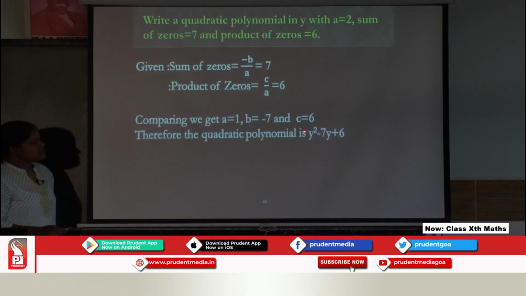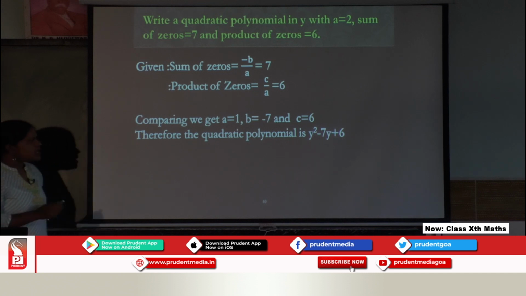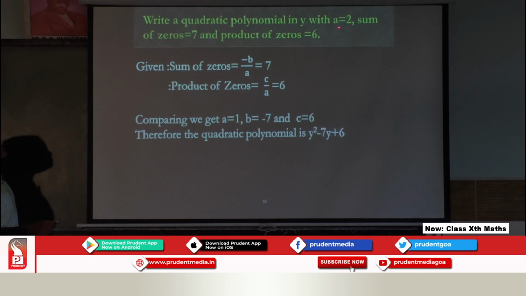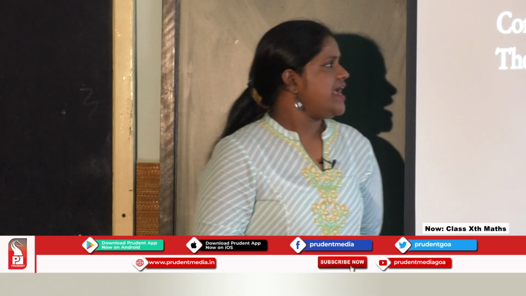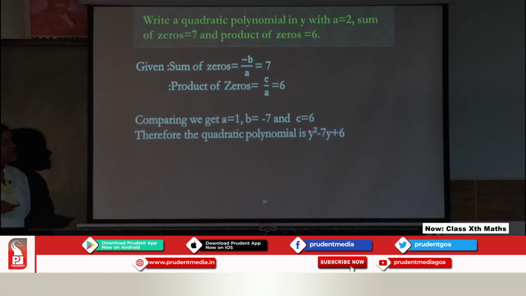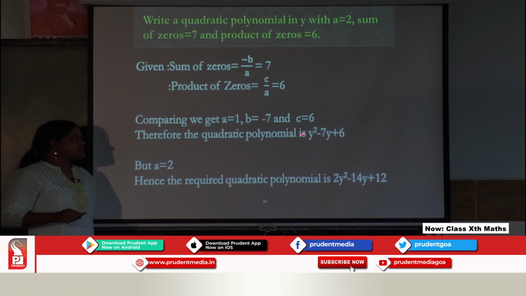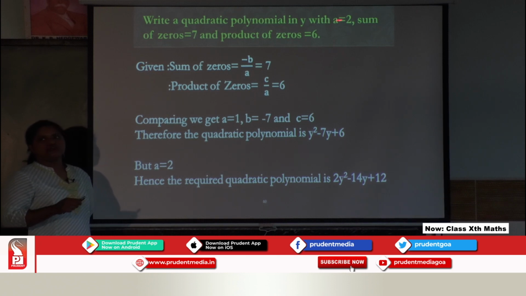Therefore, if I use this a, b, c, my quadratic polynomial will be y square because a is 1, minus 7y because b is negative 7, plus 6. But the main question says that a should be 2. So what should we do here? a should be 2, so I have to multiply this entire quadratic polynomial by 2 so that the first term, that is a, becomes 2. Next step: since a is 2, the required quadratic polynomial is, I have just multiplied this to satisfy this condition, that a is equal to 2.